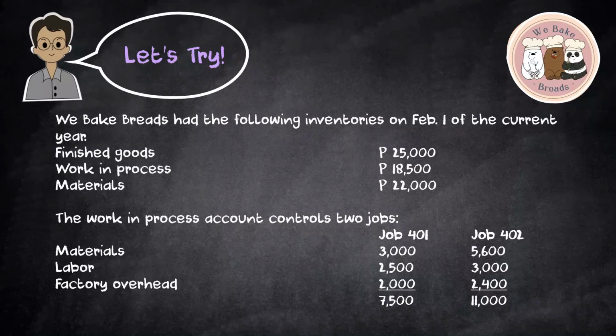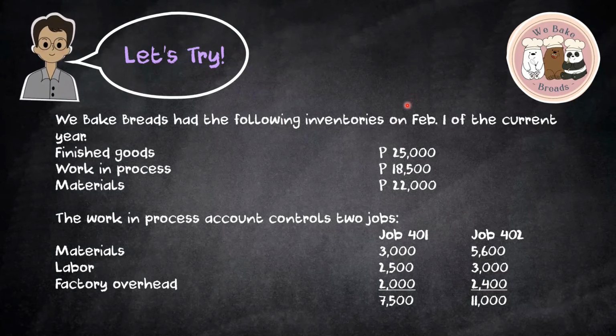Okay, so let's go. Last February, our company had the following inventories. So we have the finished goods, work in process, and the materials accounts. What do you think these balances are? Yes, these are our beginning balances. Why? Because we can see that the accounts are dated February 1. That means it is our beginning balances since it was accounted during the first day of the month. So, when you encounter this in problems in the future, that gives us a clue that those figures are beginning balances.